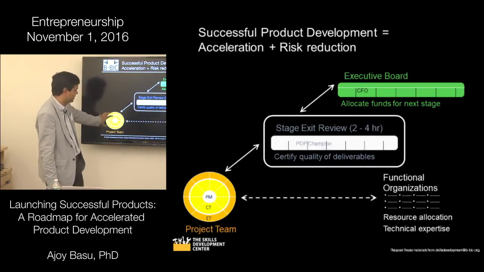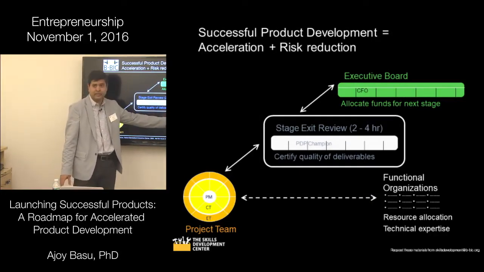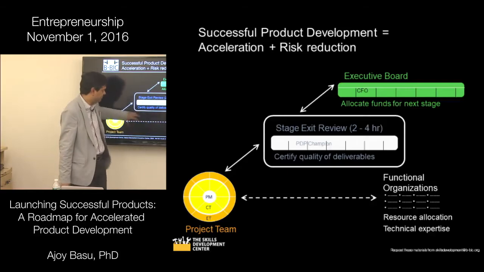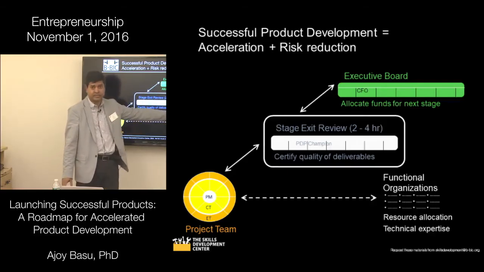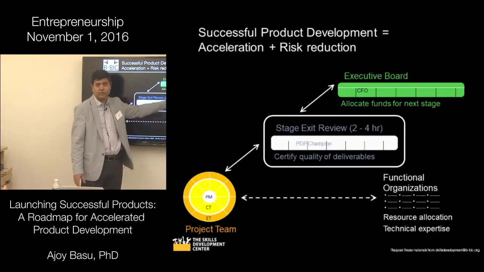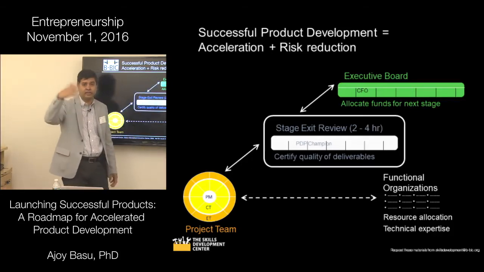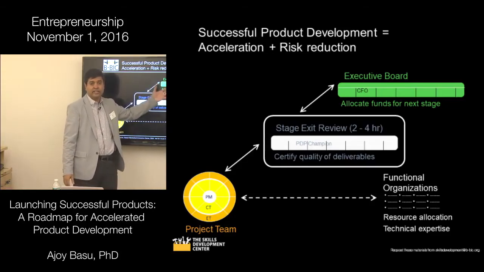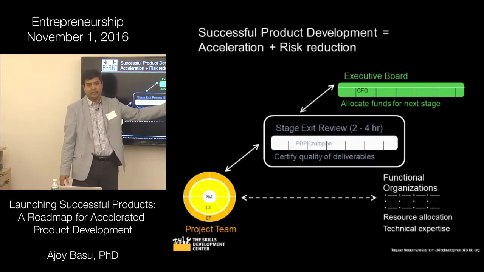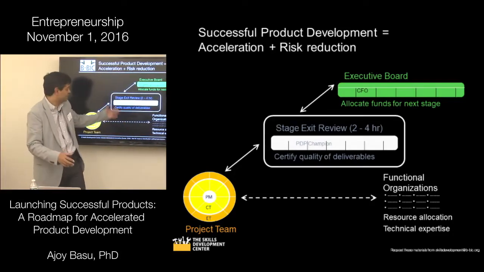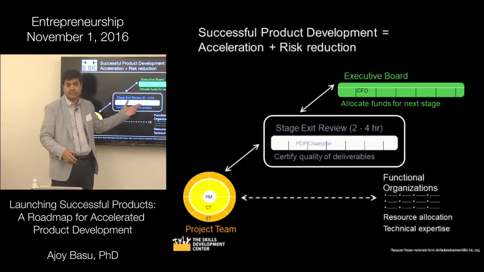But this is the team that works on it. Usually at a company you'll have functional people, like I need a mechanical engineer, chemical engineer, software engineer. You'll grab a quality person, etc. You'll grab them on your team. And then there is this executive board, which essentially, even if we are not in a company, looks at funding for the next stage. Okay? But in between that, you do need to have what is called a stage exit review.